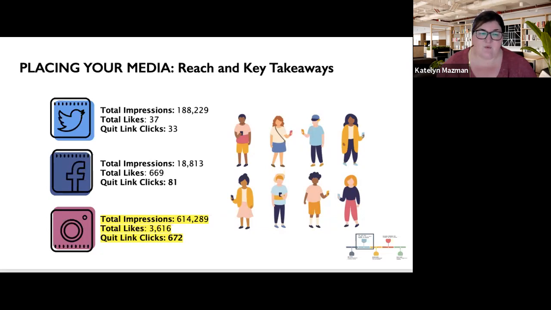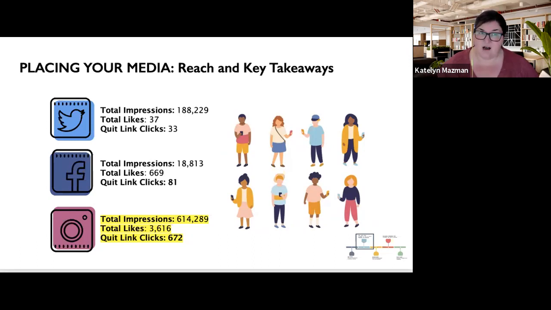What was interesting and worthy of calling out here is that, particularly with Instagram and a little bit on Facebook, we saw a huge amount of likes on the front end of our campaign and not so many clicks on the quit resource in the beginning. But as the campaign went on, we saw this shift: our likes started to decrease, but the click-throughs increased.